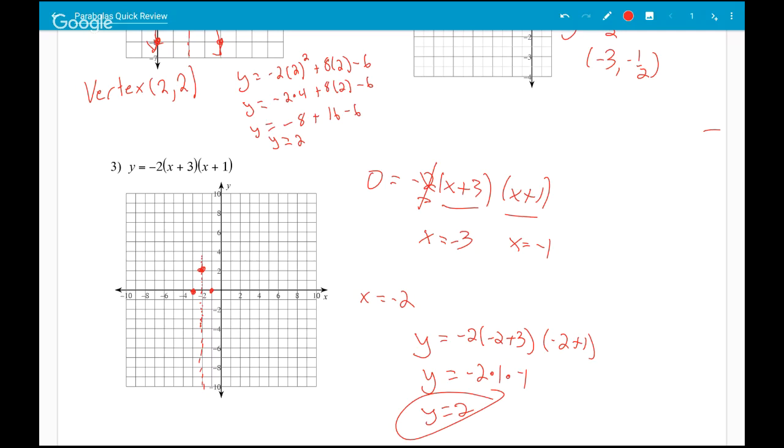I really just need one more point, and then I can use symmetry to figure out the fifth one. So I'm going to plug in a 0 for x. I think that's a good one because I already have -3 as an x-intercept, -2 is where my vertex is, and -1 is where another x-intercept is. The next number in line would be 0. So I'm just going to plug that one in.